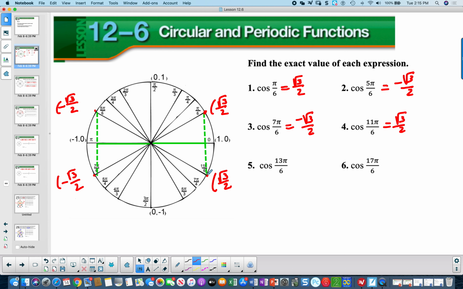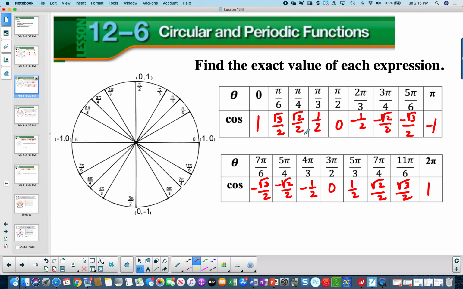Now this is 13 pi 6, so we've gone all the way around, which is 12 pi 6, and then we go up another pi 6. So now we're starting to repeat, root 3 over 2. And again, 17 pi 6 is right over here. So this will be negative root 3 over 2. So they are starting to repeat.